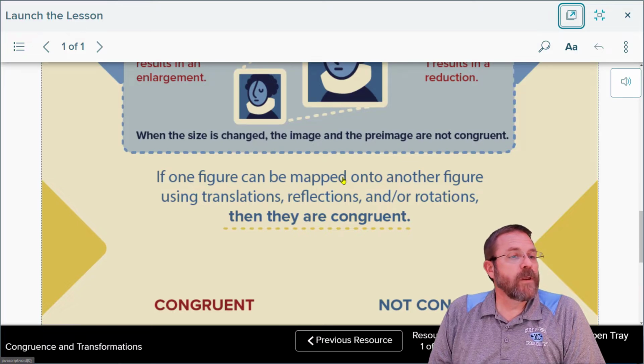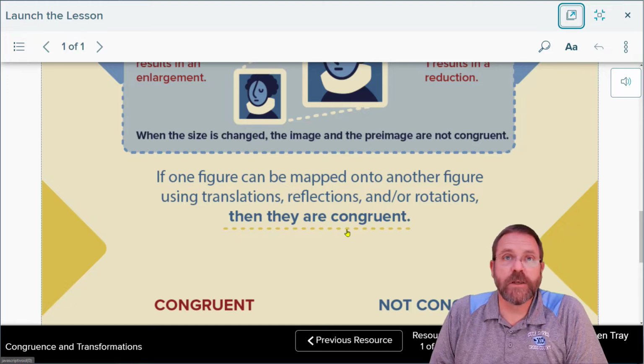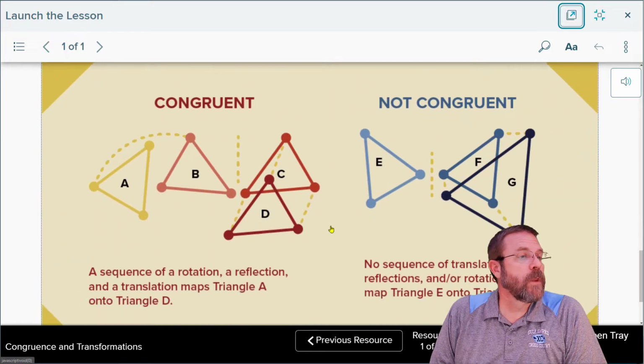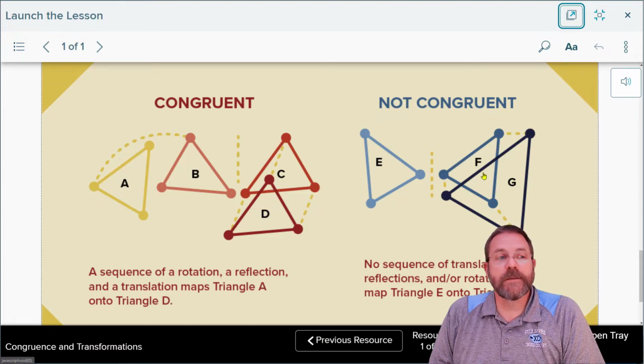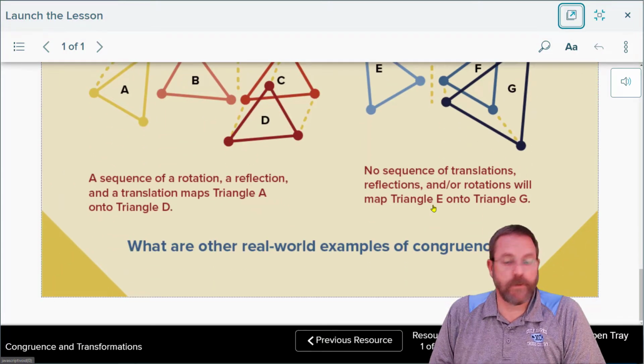If one figure can be mapped onto another figure using translations, reflections, or rotations, then you know the two of them are going to be congruent. So here you can see we got congruent where you take and either rotate it or translate it, sliding it around. Not congruent. These two had a dilation. The sizes ended up being different.